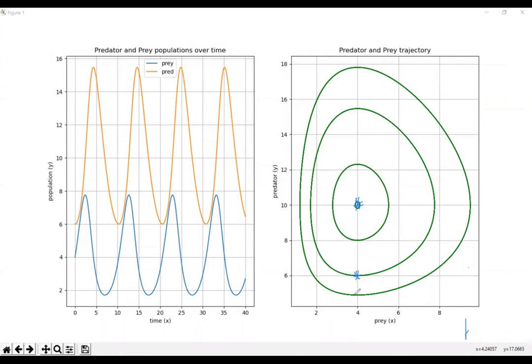Remember that we had such a closed curve also for the harmonic oscillator, and that curve corresponded to an energy level that remains constant throughout the evolution of the harmonic oscillator. That was a conserved quantity of the harmonic oscillator system. And perhaps it is surprising that the Lotka-Volterra system, which is motivated not from physics but from biology, we have a similar conserved quantity.